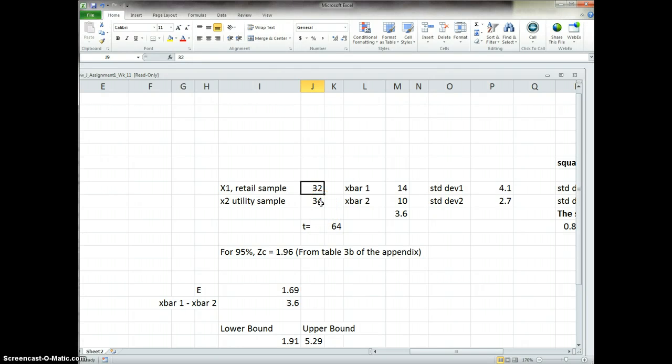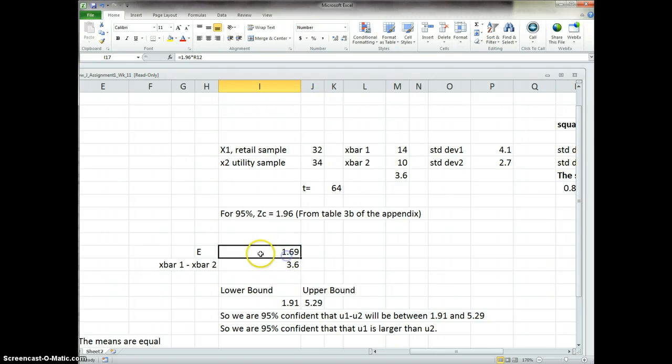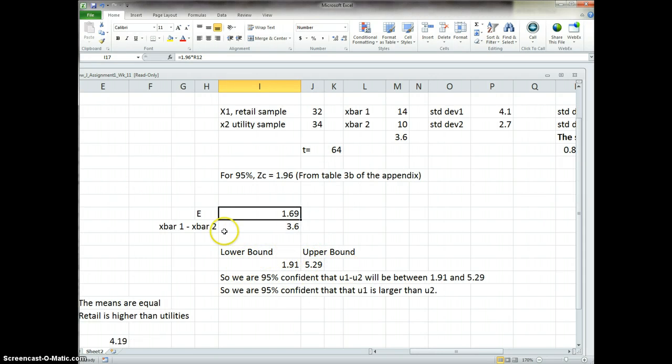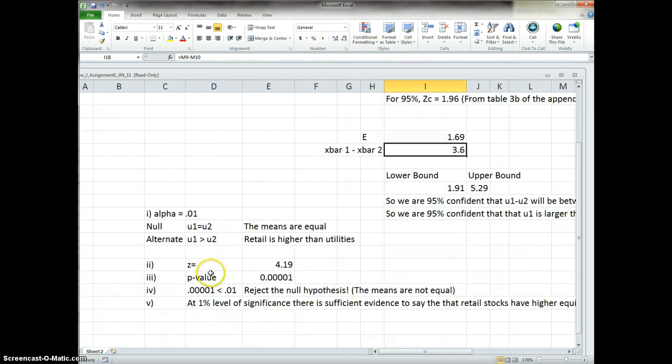Then you just find your T sub C value, you get your error of estimation, you add and subtract it to the difference of the means, just like we did here, to get the lower and upper bound. And for the hypothesis test part, it's the same with the T distribution as well. If you see there on page 464, you take the difference of the 2 sample means and divide by that large square root to get your T value. And then you proceed just like we did here. Convert the T value to a P value and either reject or accept. So I hope that helps.